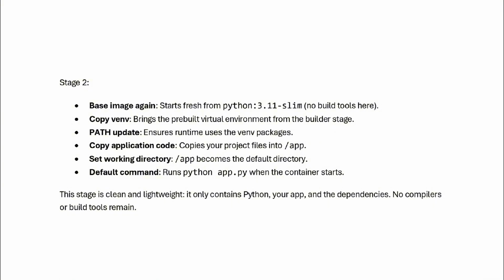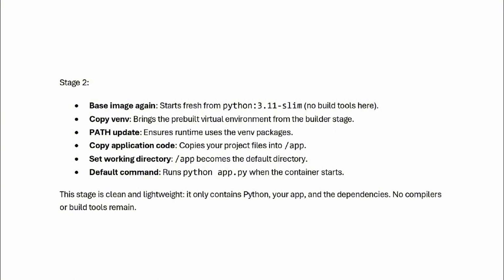There are no build tools here. Copy the venv. This brings the pre-built virtual environment from the builder stage. This is the same as the previous Node.js one. Here we copy the pre-built virtual environment from the builder stage, which means we only take the required artifacts from the previous stage, so the image is lean and lightweight. Path update. This ensures runtime uses the venv packages.